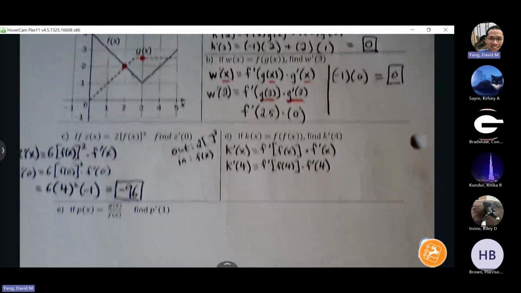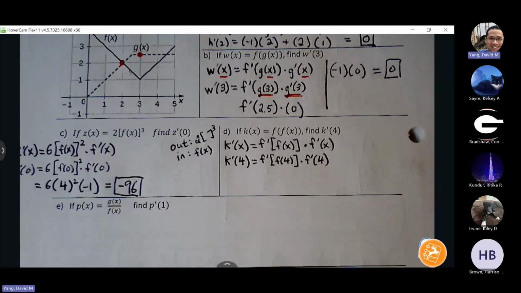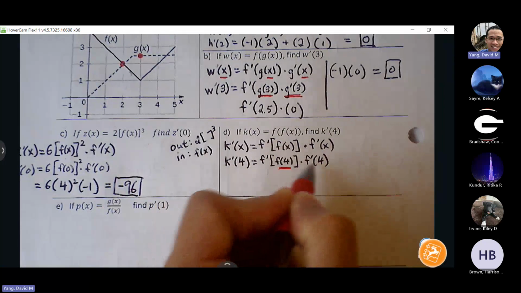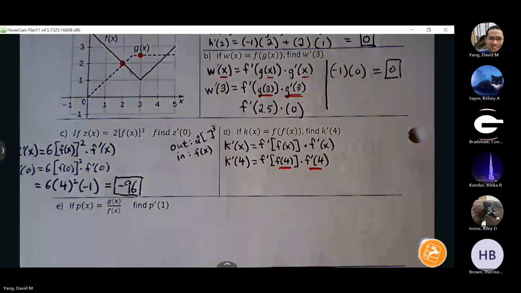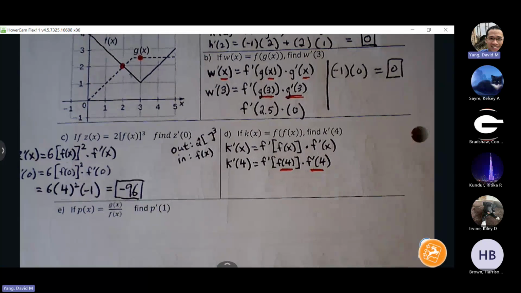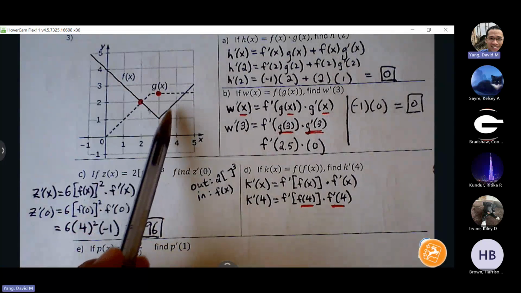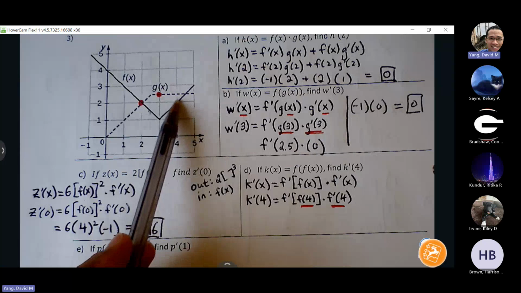Okay, just understand chain rule requires multiple steps. We're not able to get to the answer right away. We kind of have to figure one thing out at a time here. So take care of that inside portion first, f(4). We go to our f graph. f(4) is equal to 2.